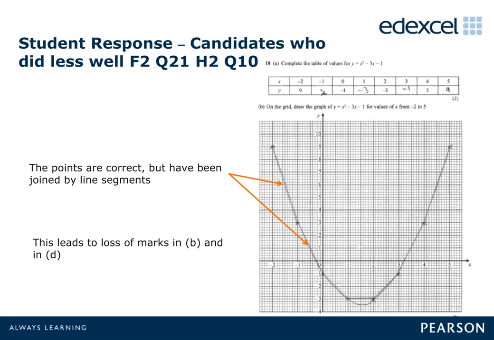A common but elementary error was to join points with straight line segments, as here. There is some evidence of curvature here, but it is not clear which graph the student intended.